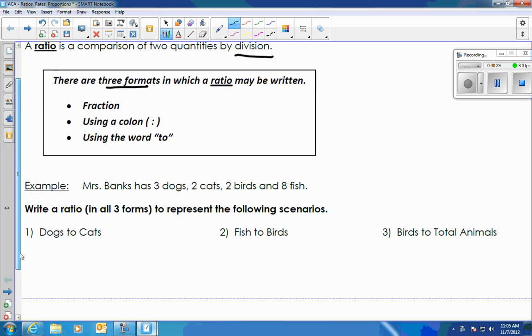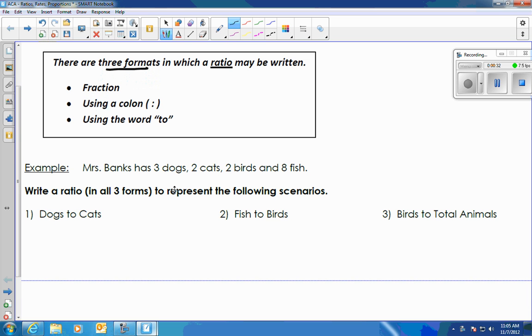For example, Miss Banks has 3 dogs, 2 cats, 2 birds, and 8 fish. We're going to write a ratio in all three forms to represent the scenarios. So dogs to cats, there are 3 dogs to 2 cats, and we can write that with the colon or with the word to, and then in a fraction form as well. We are going to leave these as improper when we're writing them as fractions.